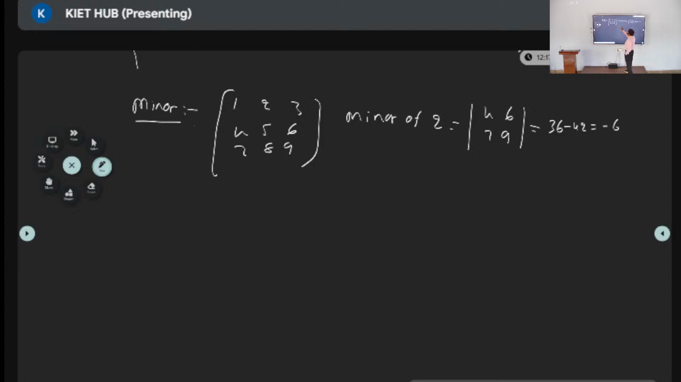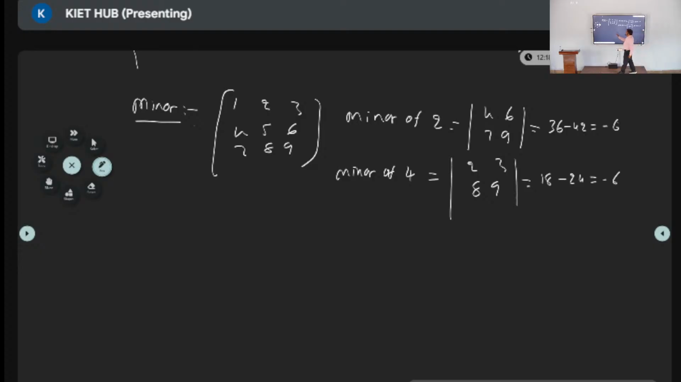Next, minor of the 4. Delete this row and column. We get 2, 3, 8, 9. What is the minor of this one? It is 18 minus 24, which is minus 6. All of you know how to find the minor of the 4. Correct? Anything wrong? Correct only.